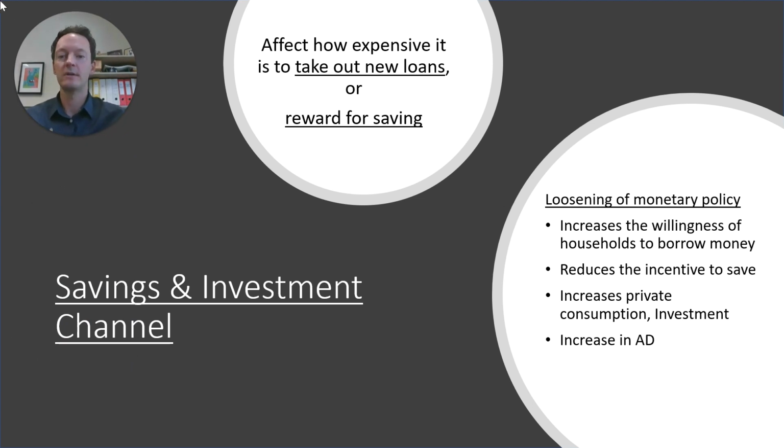So the first one we've got here is the savings and investment channel. As the name suggests, it is affecting how expensive it is to either take out new loans, that's the investment part, or savings, the reward for savings. And the way we're going to structure this video is we'll just go with one way interest rates go, and we'll say here with the loosening of monetary policy.